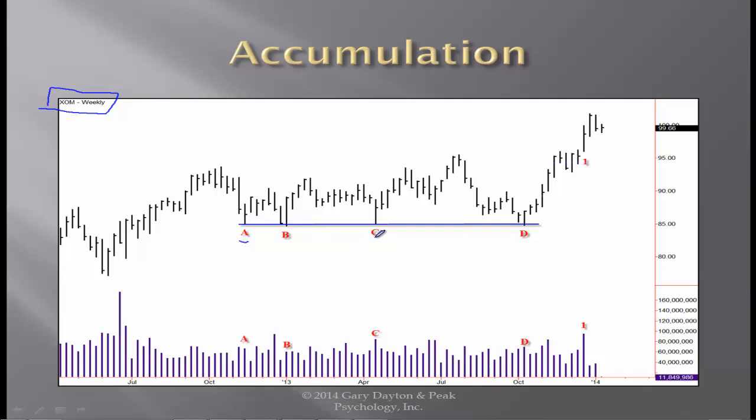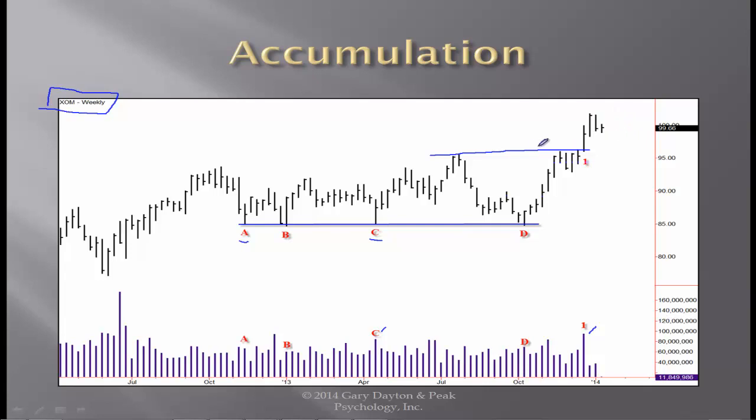And we come back down again at C, and we pop up, a little more volume this time. And we come back down here at D, and then we start to rise up. And then we break above the trading range at 1, and we're getting good volume and good follow through here. So this is a market to watch. We'll see what happens over the next few weeks.